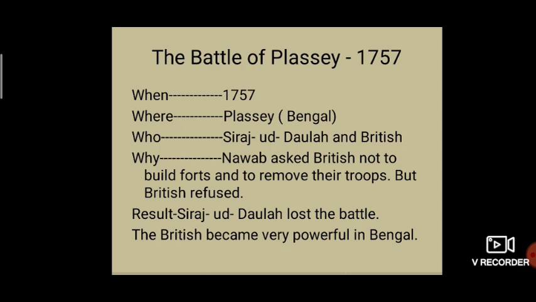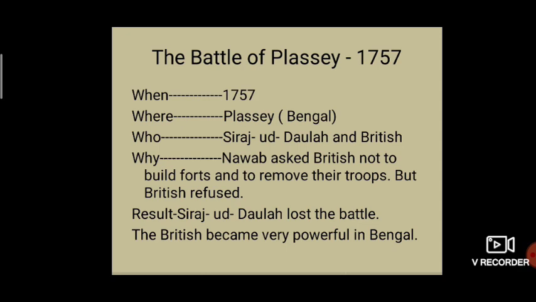Now the same for the Battle of Plassi. When did it happen? It happened in 1757. Where? At Plassi. Where is Plassi? It is in Bengal. Then it was fought between Sirajuddaula and the British. Who is Sirajuddaula? Sirajuddaula was the Nawab of Bengal. Bengal in those days was ruled by Nawab Sirajuddaula.